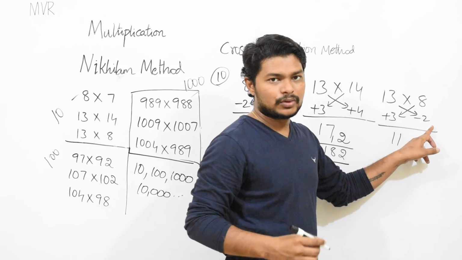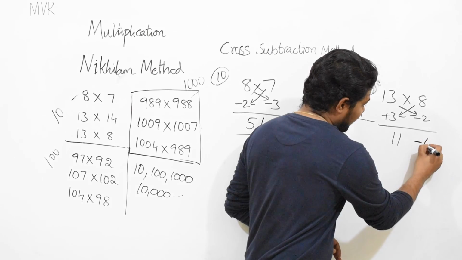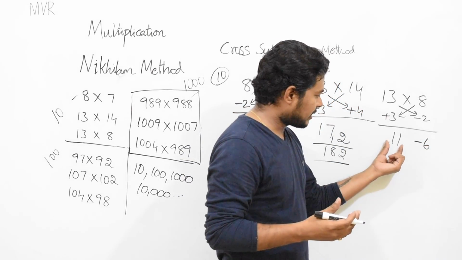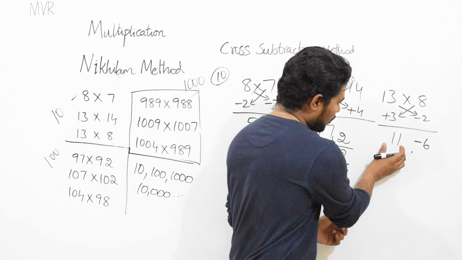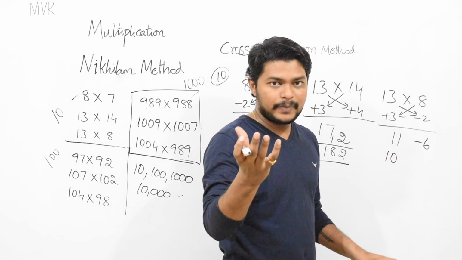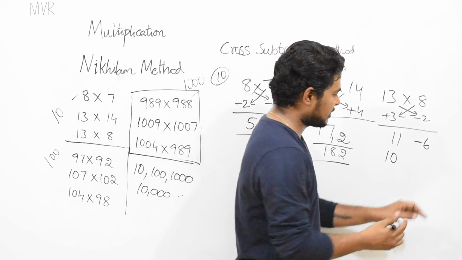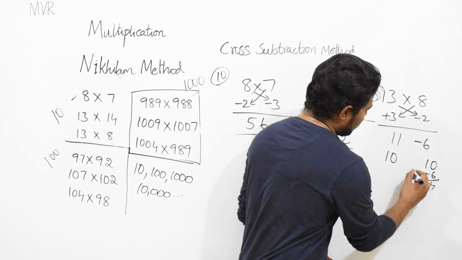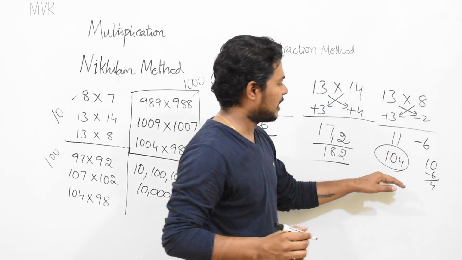3 into 2, 6, but the value will be minus. So what you need to do? You need to subtract 1 from this. So this whole value will decrease by 1, and from the base you need to subtract this 6. So base minus 6 will be 4. So that value will be 4. 104 will be the answer.